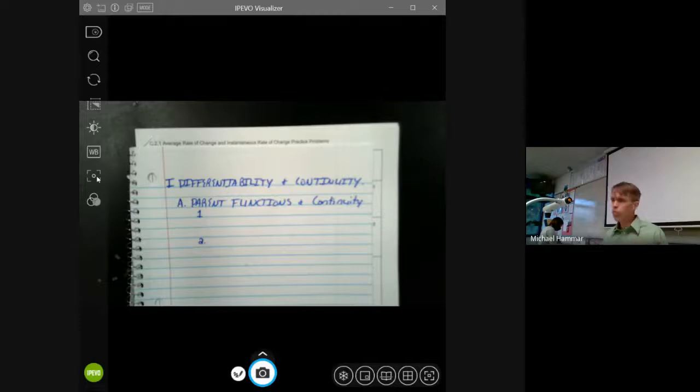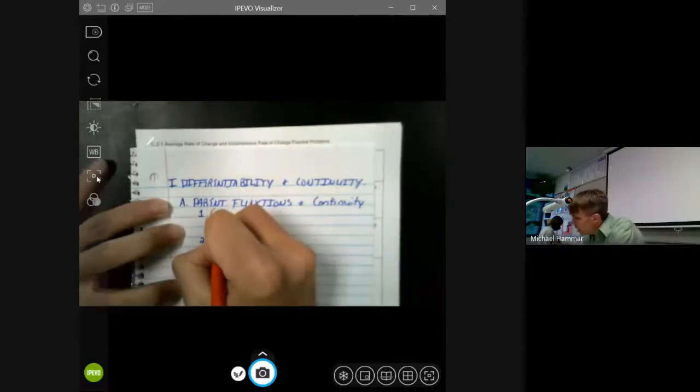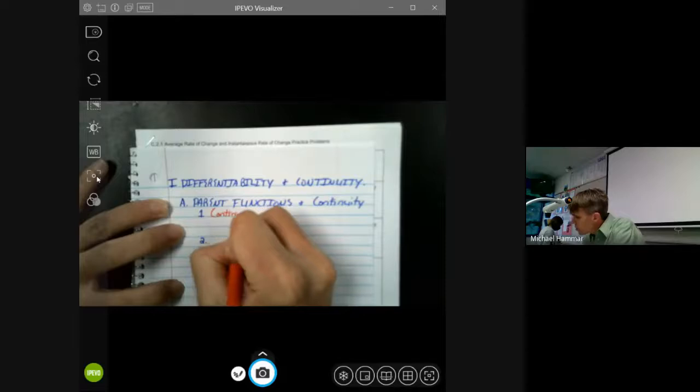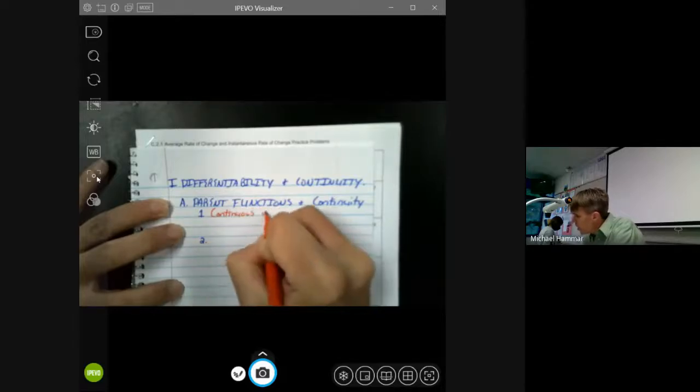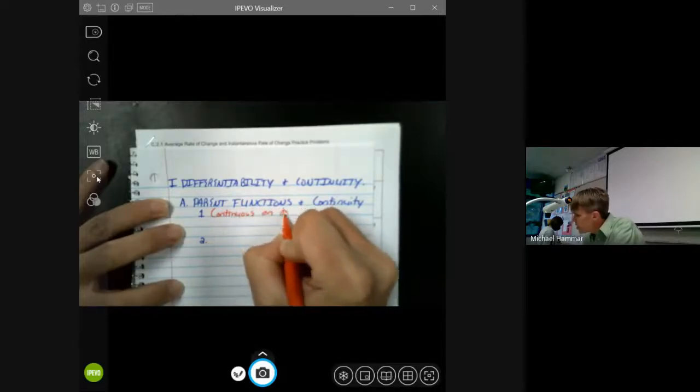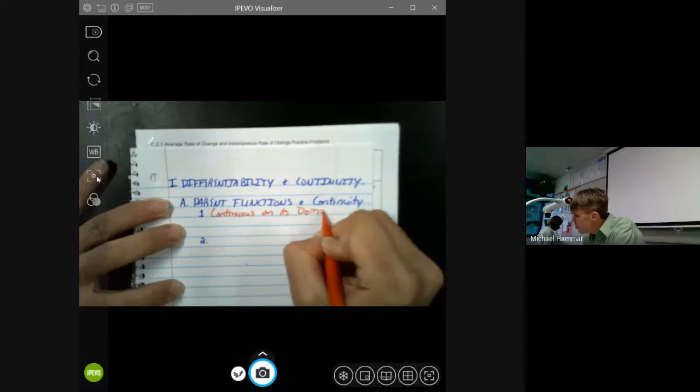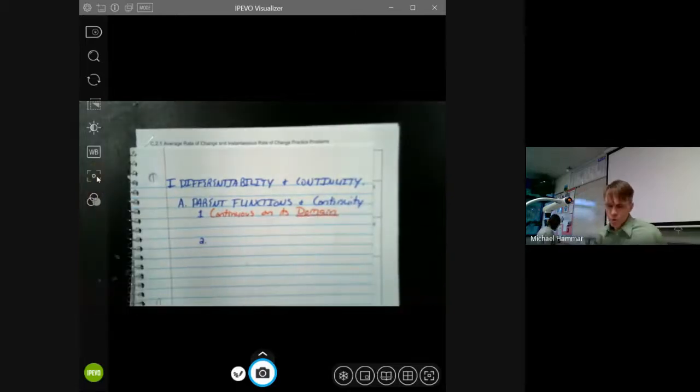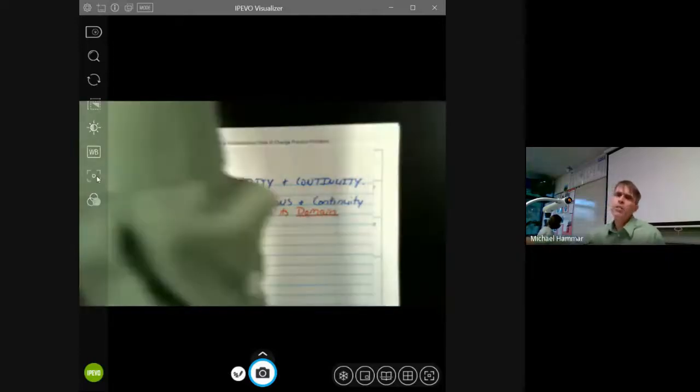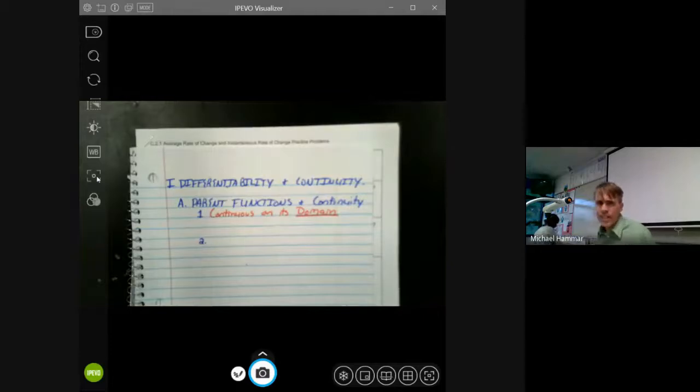Okay, so what we're going to do is talk about parent functions first and their continuity. Now, before we even get started, we need to talk about one thing. What does it mean to be continuous on its domain? These are words that we're going to see very often in calculus. Continuous on its domain. What does that exactly mean?